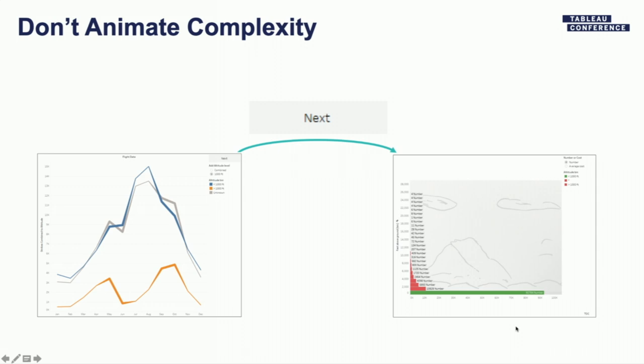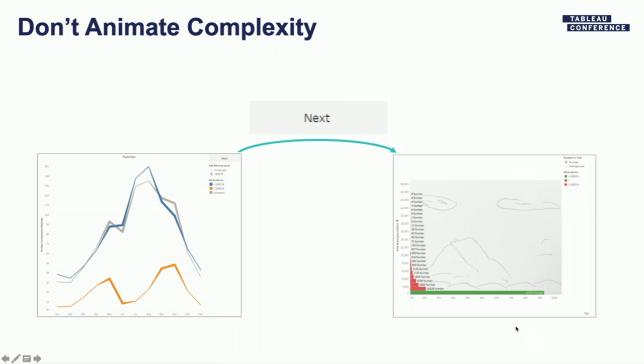Second principle: don't animate complexity. If you find yourself trying to come up with an animation for something complex, just don't do it. In this particular step in this story, I was moving from a trend line to a binned histogram. You could animate that, but it was going to be extremely difficult to do. And so instead, I just jumped from one view to another.